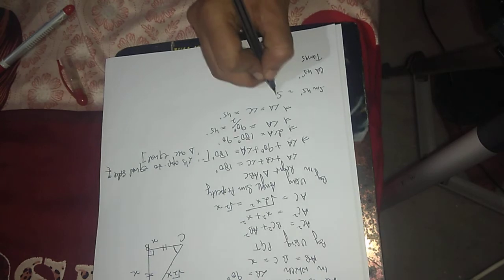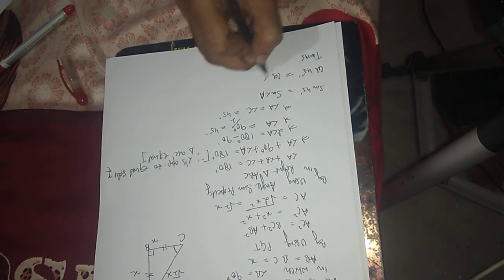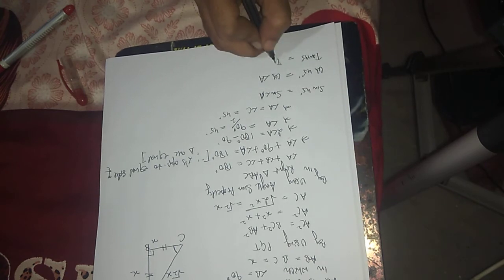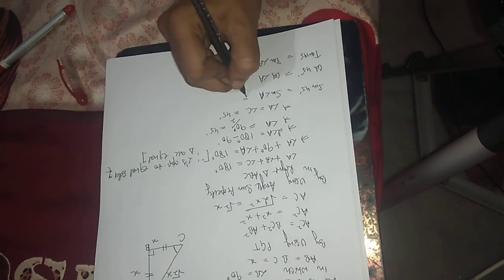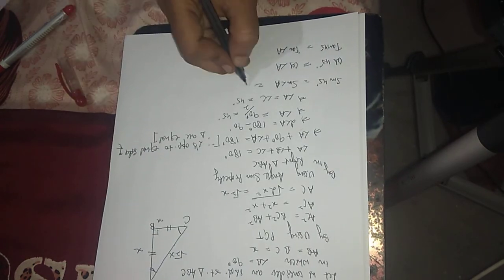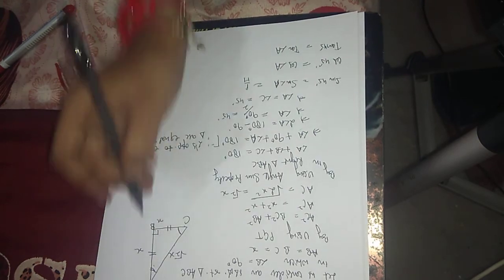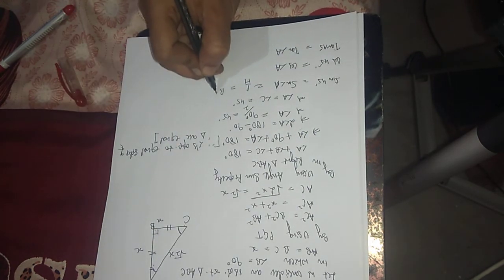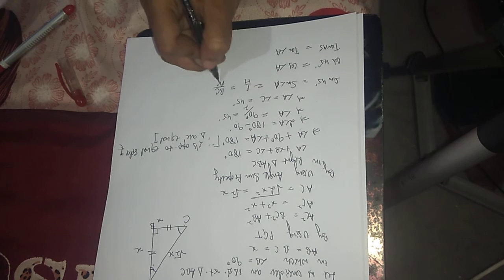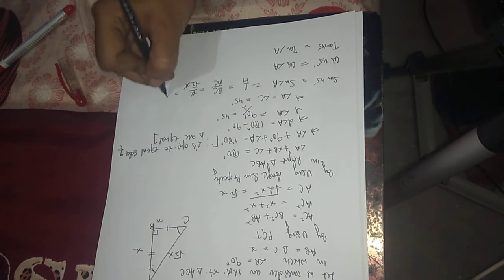Sin 45, that is sine of angle A, cos of angle A and tan of angle A. Sine of angle A, for angle A what is perpendicular? Sine is P upon H. For angle A the perpendicular is BC. What is the hypotenuse? AC, that is x upon root 2 x. x cancels, it is 1 by root 2.